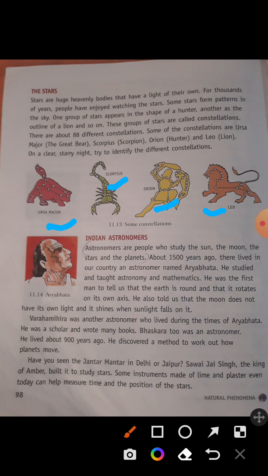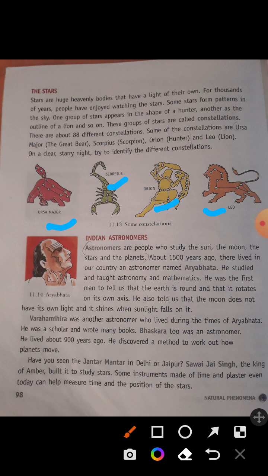So, students, constellations collectively form galaxies, while a million galaxies together make up the universe. The Milky Way is one such galaxy of which our solar system is a part.